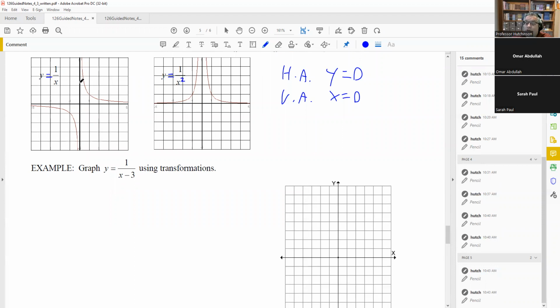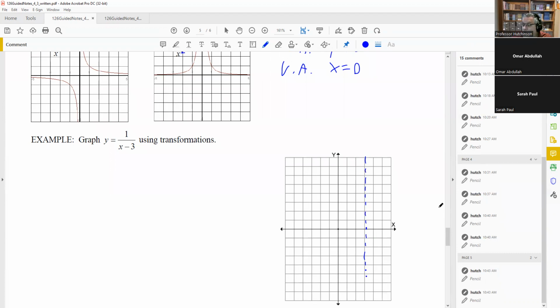The original graph is right here. So this is at 0. So that vertical asymptote is going to move 3 places over to the right. So that's what your graph is going to look like. We just take this and shift it 3 places over, and so we have this right here. But everything else is going to be the same. So this part goes down, this part goes up.